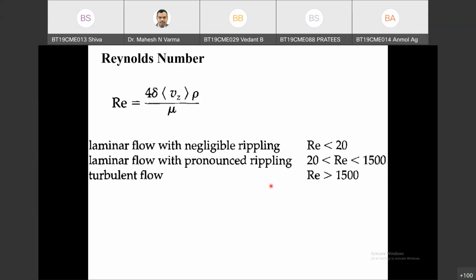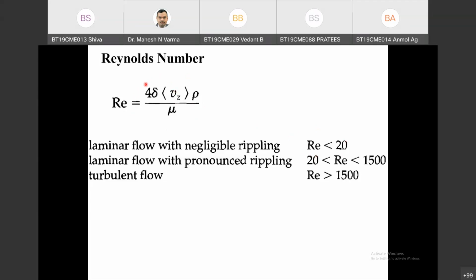All molecules are moving randomly, and this whole analogy is applicable only when the Reynolds number is less than 20: laminar flow with negligible rippling. At that time itself we can consider only one velocity, Vz, with Vx equal to 0 and Vy equal to 0, when the Reynolds number is less than 20 according to this definition. Why is this definition used?